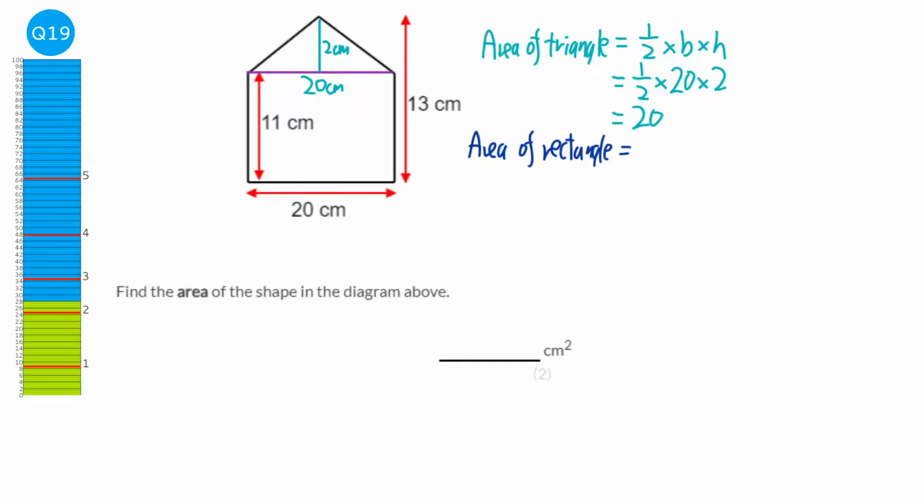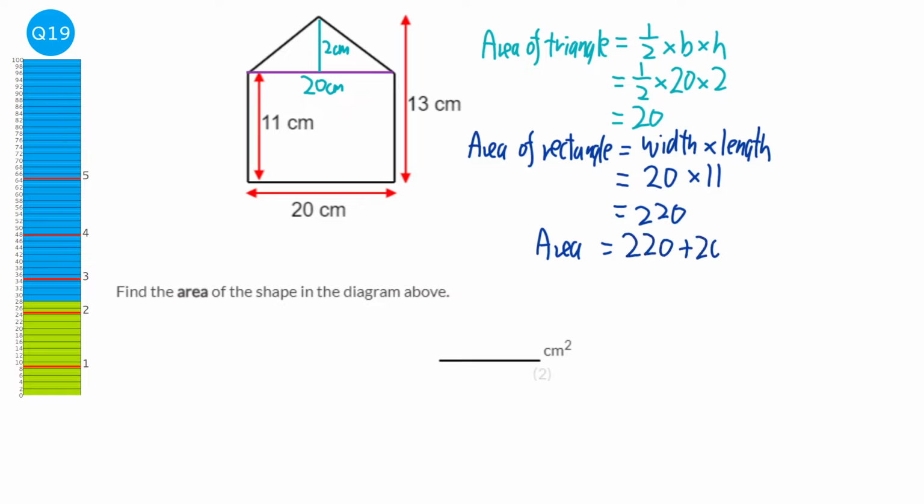And that's just going to be the width times the length. Width is 20. The length is 11, so that would be 220. Then to work out the total area of the whole thing, we're just going to add those together. So 220 plus 20, which is 240. The units are all in centimeters, and so the area units will be centimeters squared.